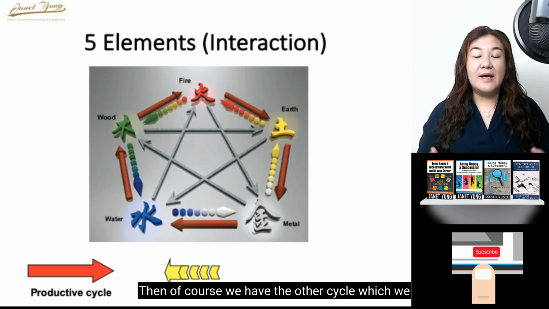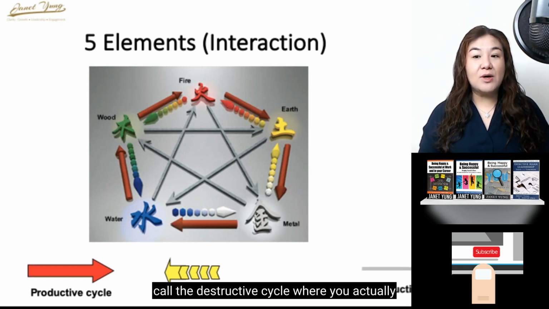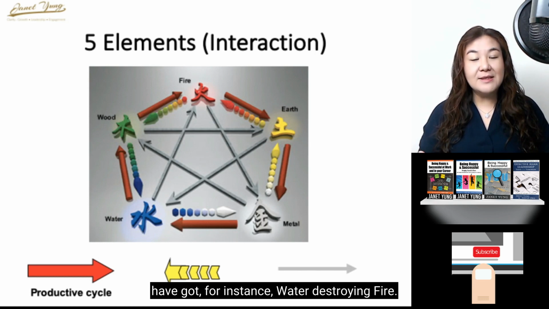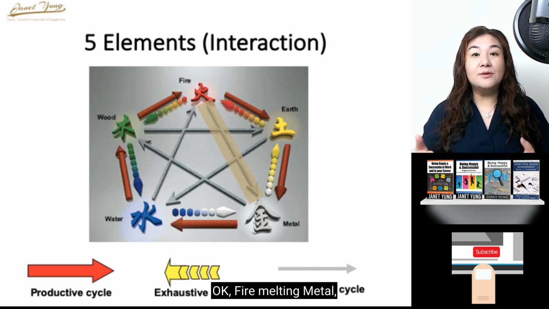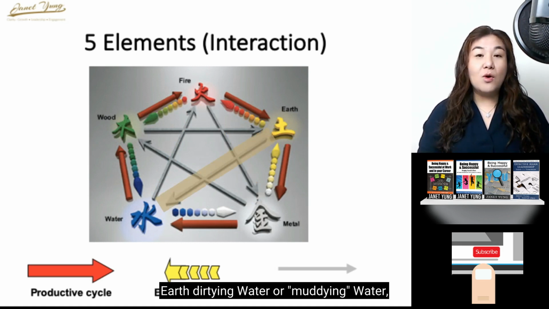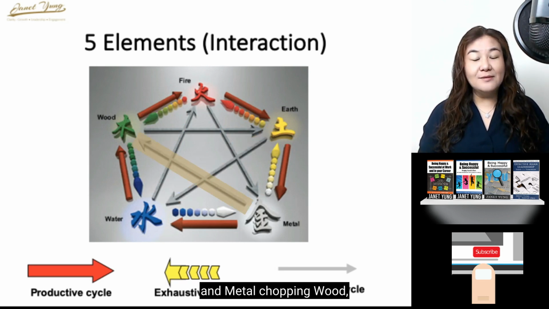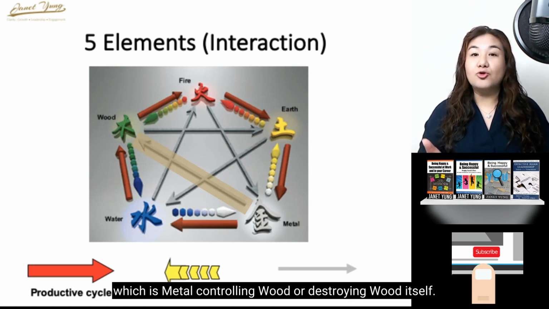Then of course we have the other cycle, which we call the destructive cycle, where you have, for instance, water destroying fire, fire melting metal, which is destroying metal, earth dirtying or muddying water, which is destroying water, and metal chopping wood, which is metal controlling or destroying wood itself.